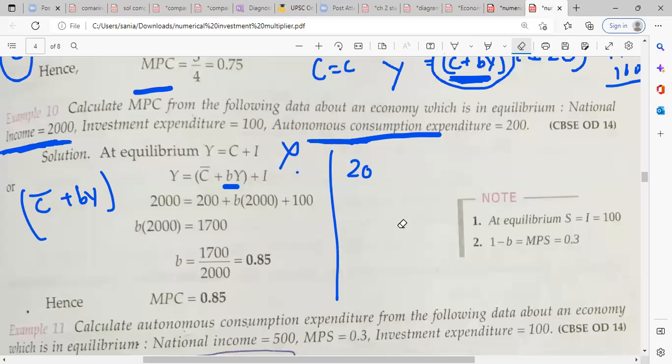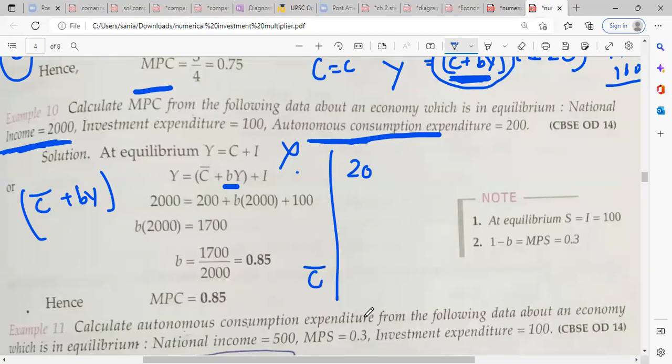But instead of writing B, what you can write? 1 minus B, MPC. Or what you can do, see, MPS is given, na. Why to do so much effort? MPS is given, just calculate MPC, right? And use the same formula over here, just write the formula, the value of MPS, MPC. Clear? Here they're asking autonomous consumption.